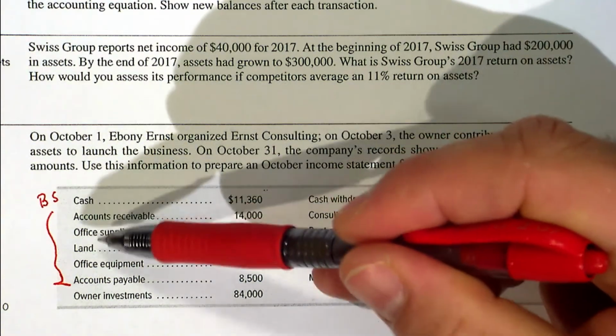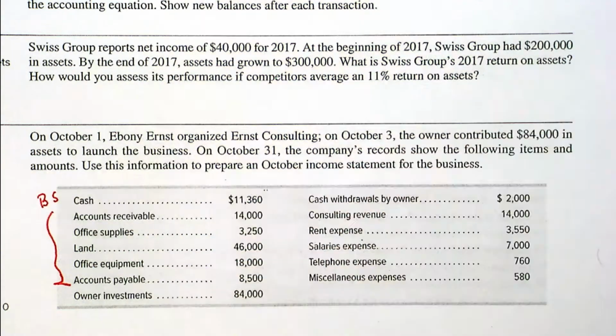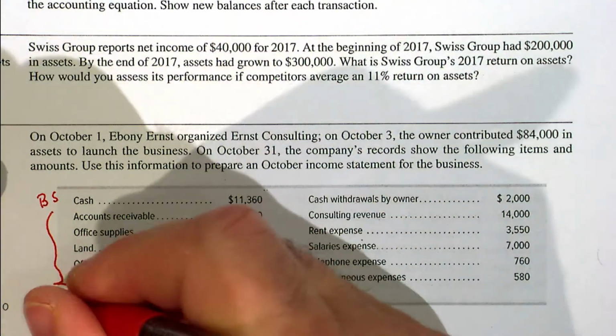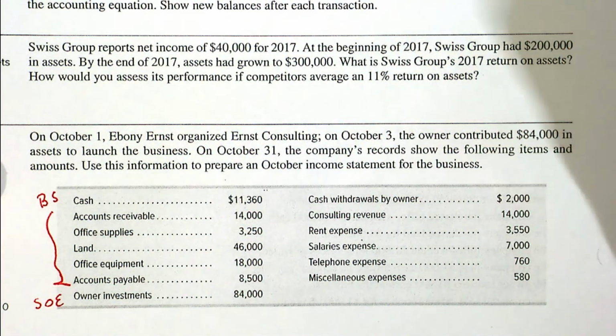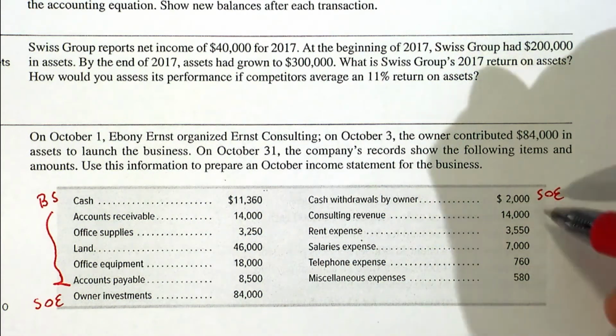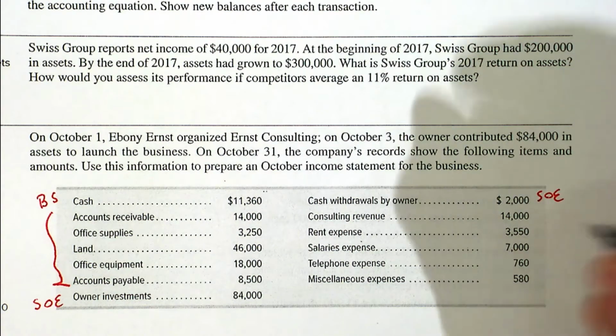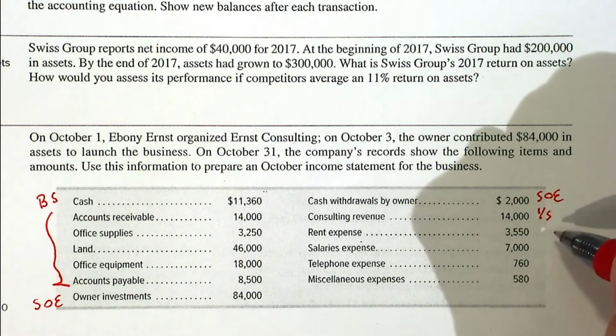Asset, asset, asset, asset, asset, liability. Assets and liabilities go on the balance sheet, right? Okay. They've made this easy for you. They've grouped them together. Statement of equity. This owner's investment of $84,000 that occurred right here, that goes on the statement of equity, correct? What about withdrawals? Where does that go? Statement of equity, thank you. What about consulting revenue? Income statement. What about all these expenses? Where do they go? Income statement.